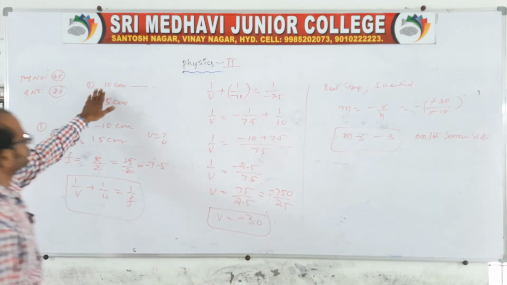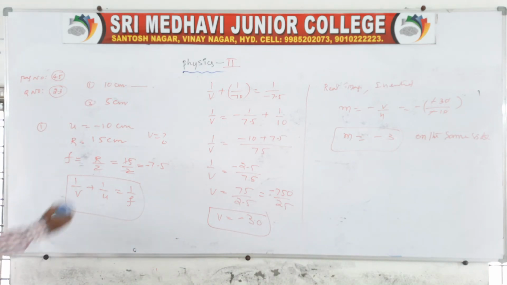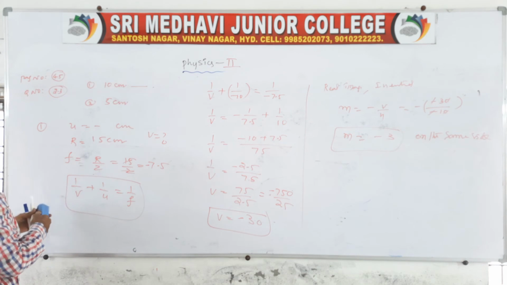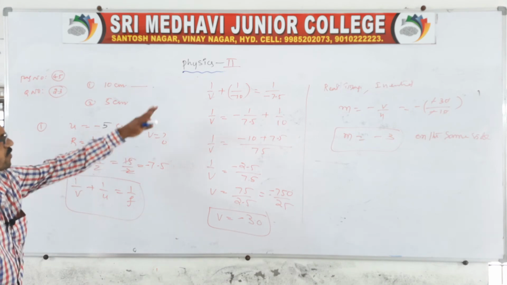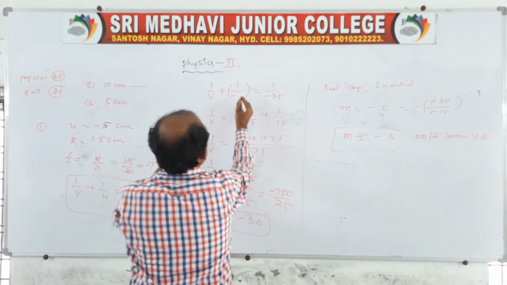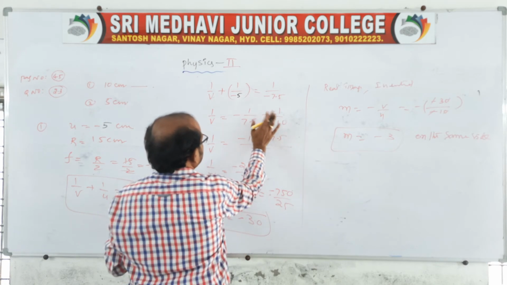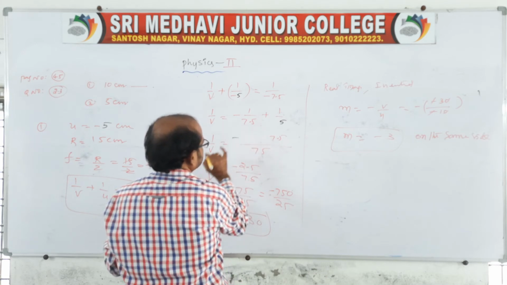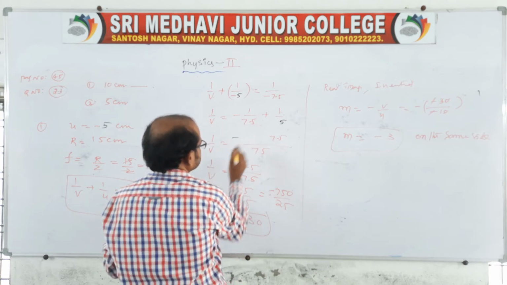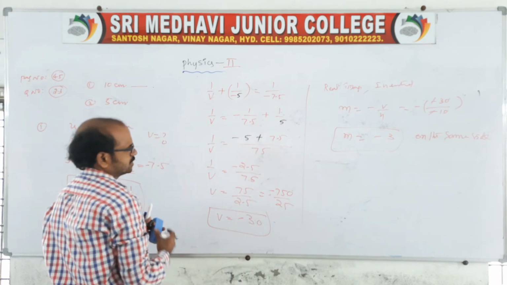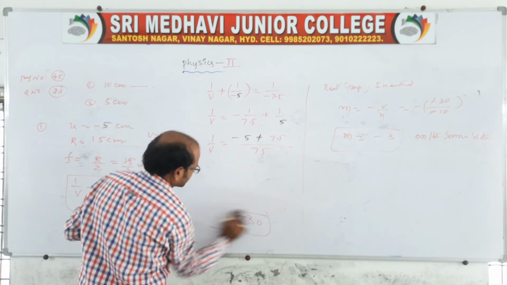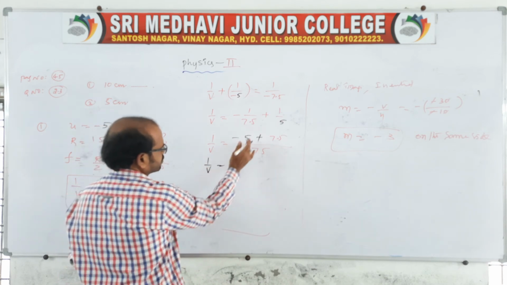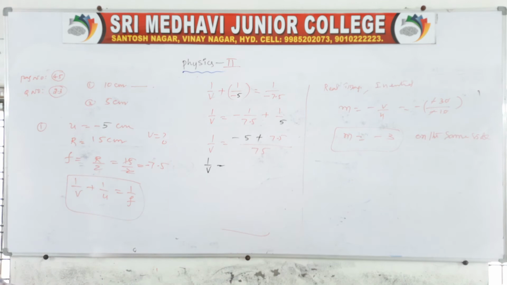For u equal to 10 centimeter. Yes, you go to the next one. Let us take u equal to 5 centimeter and again the same image is asked. So 1 by v, here you take minus 5 and plus 10... it is minus 5 plus this. So from here it may change. 1 by v is equal to minus 5 plus 7.5, right? Minus 5 plus 7.5.